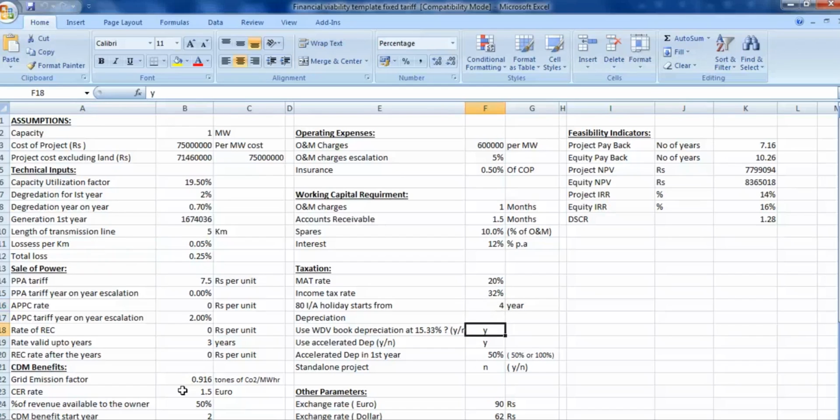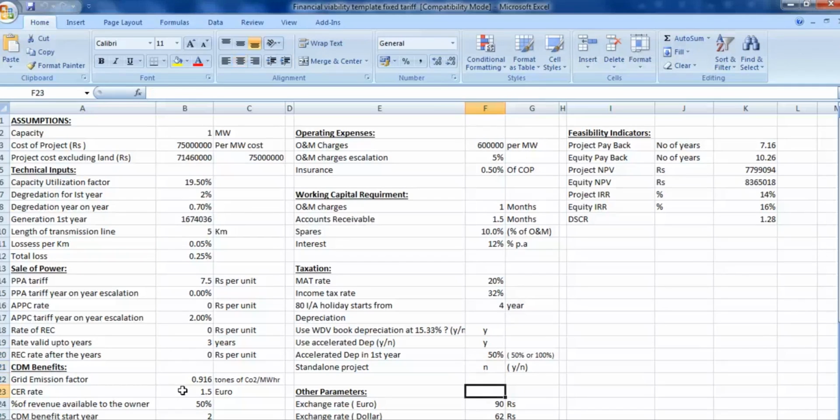In this case, we have considered book depreciation of 15.33%. Here we are taking accelerated depreciation. In this case, we consider accelerated depreciation because this is an existing company which is going for installation of a solar project. And we have considered the commissioning date in March. So, accelerated depreciation we have considered 50%.